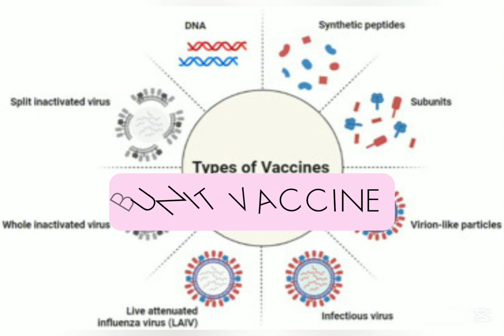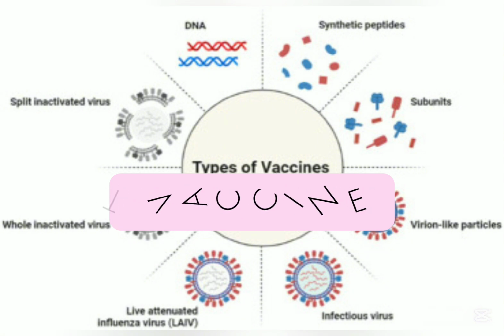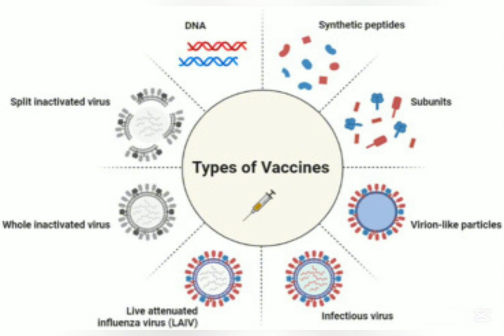The subunit vaccines contain only a specific piece of the pathogen, e.g. protein or sugar. Then the recombinant vaccines use genetically engineered microorganisms to produce antigens, e.g. the proteins from the pathogen.